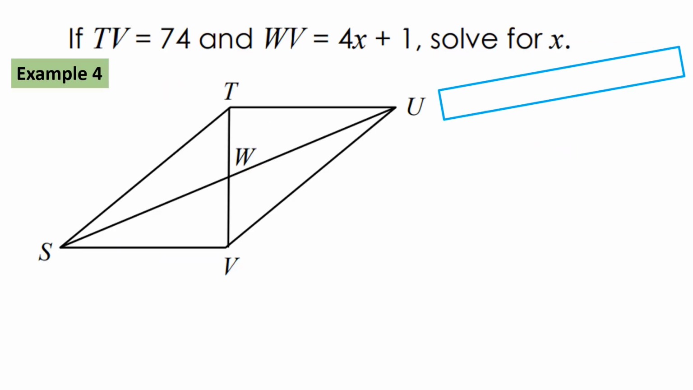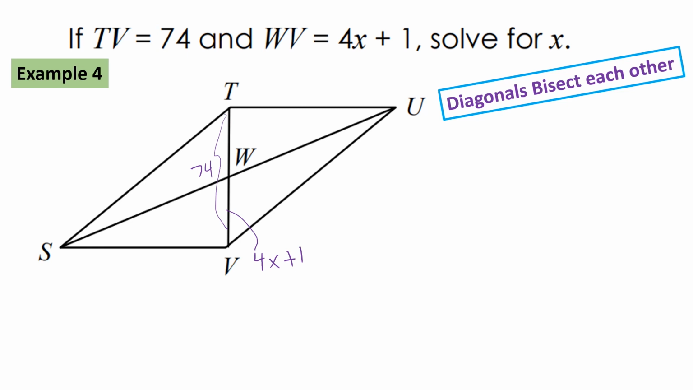Let's take a look at this example here. It says if TV is 74, so let's go ahead and just label that. TV, the entire length here is 74, and WV is 4x plus 1. So right here, that would be 4x plus 1. Let me just make it a little neater here. I'm just going to put it like this. So 4x plus 1. Solve for x. And so let's look at this parallelogram. So we're given the diagonals. And what do we know about the diagonals of a parallelogram? The diagonals bisect each other, meaning they cut each other in half.